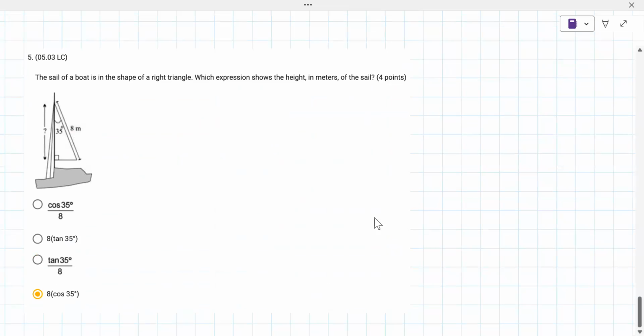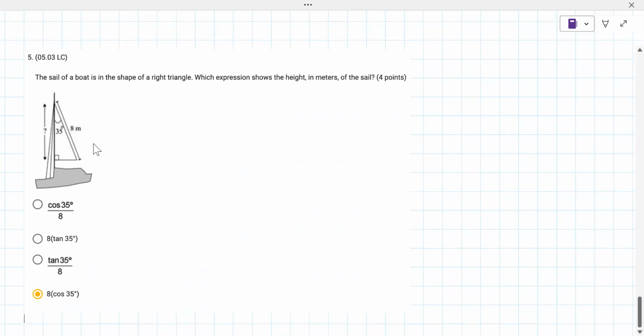Let me put the next image. Here's 5. Sail of a boat is in the shape of a right triangle. Which expression shows the height in meters of the sail?